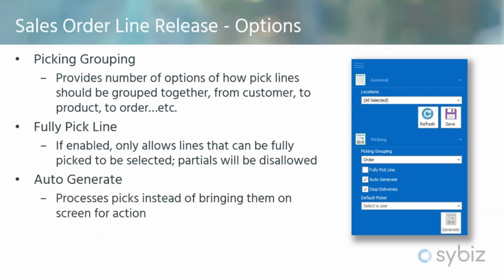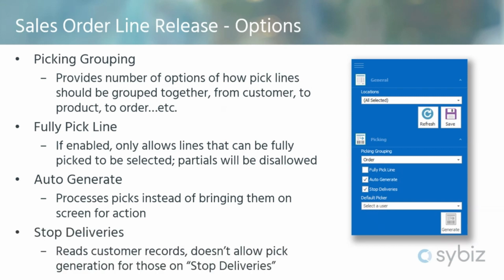Auto generate, so there's that generate button there. Once you've selected a series of sales order lines to release, you've got the option of just having those picks automatically get processed, or to have those picks pop up on screen so you can action them. You might want to, for example, specifically assign them to particular pickers. You might want to add some notes to each pick. And in that case, you probably want to turn auto generate off so you can take those actions accordingly. Alternatively, if you're just like, stuff it, just get it out the door, done, problem solved, leave auto generate on, and you're not going to have to action potentially 5, 10, 15, 20 picks.